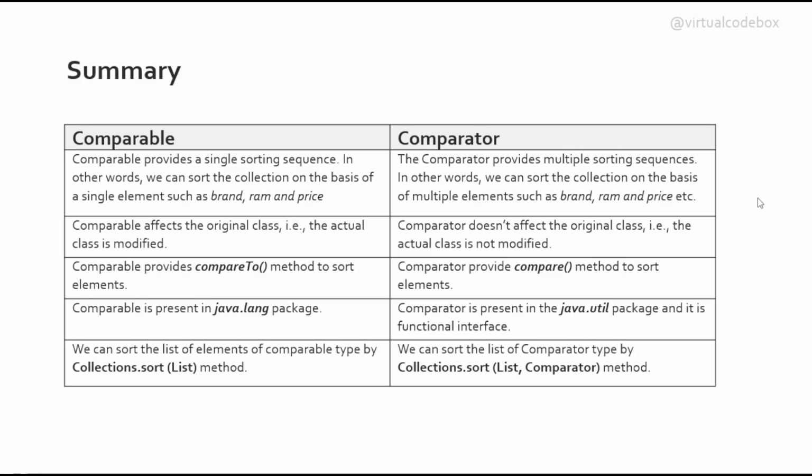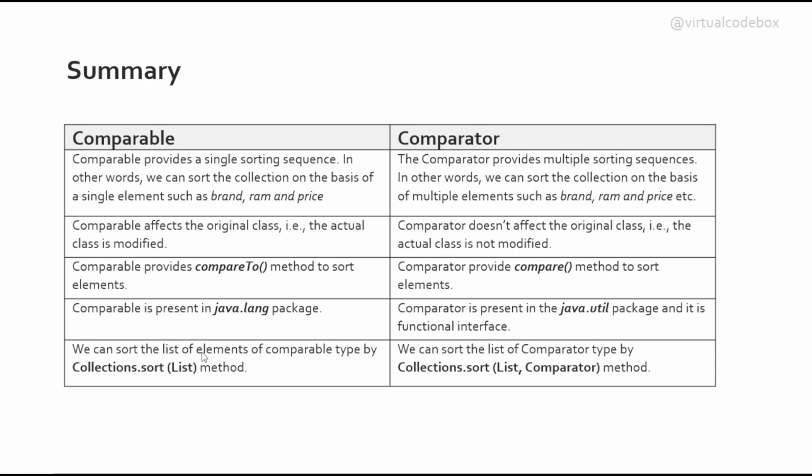Comparable affects the original class, meaning the actual class is modified to implement the comparable interface. Whereas comparator does not affect the original class, the actual class is not modified. Comparable provides the compareTo method to sort the elements, and the comparator provides the compare method to sort elements. Comparable is present in the java.lang package and comparator is present in the java.util package. And it is a functional interface, and we need to remember this difference.